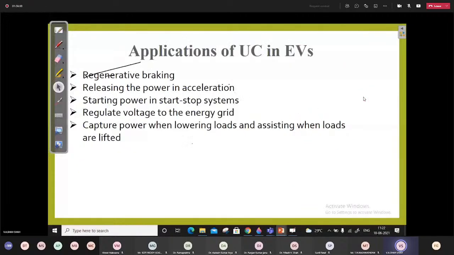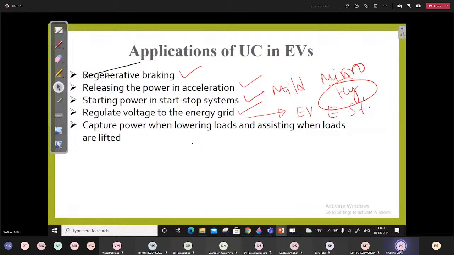In case of EV, mainly regenerative braking, releasing power in acceleration, and starting power in start-stop arrangement. I think in my previous class I told you about mild and micro hybrid, where usually we use this energy storage device for start-stop operations. It can also regulate voltage to the energy grid. This is one of the most important applications of EV energy storage devices.